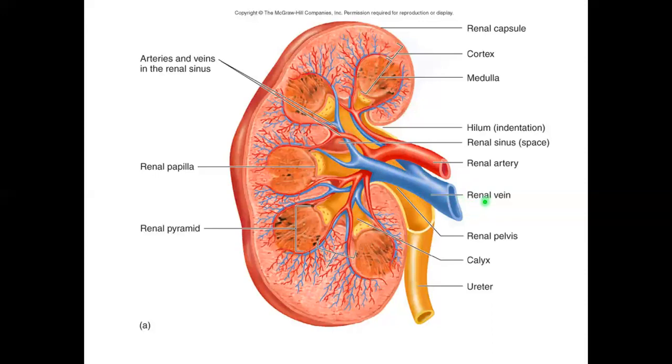Okay, then the ureter. So the ureter is going to take the urine into the urinary bladder. And the urinary bladder is going to be that holding tank that stretches and fills with urine and then is excreted out of the body via the urethra.